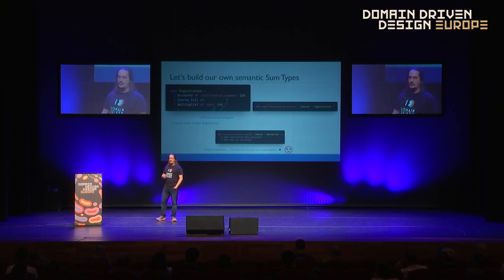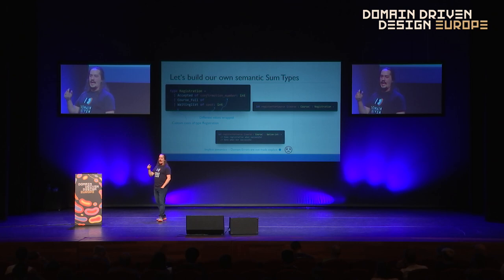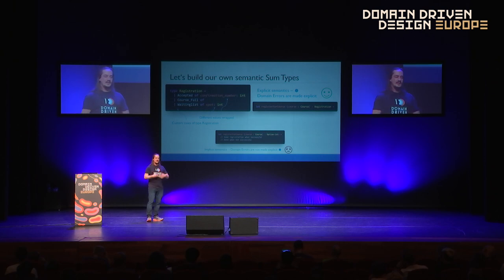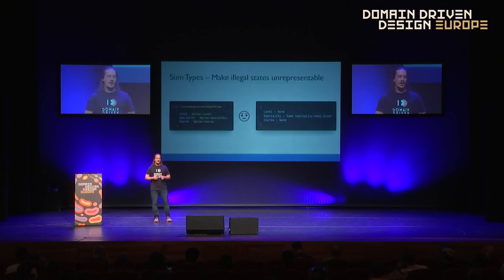Instead of having an optional int, we just return a registration. Every possible value the domain can take, even the edge cases or the error cases that are business-driven, get returned in a single return type. So explicit semantics, domain errors explicit, that's what we want.